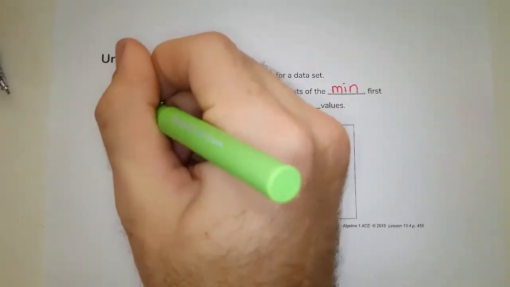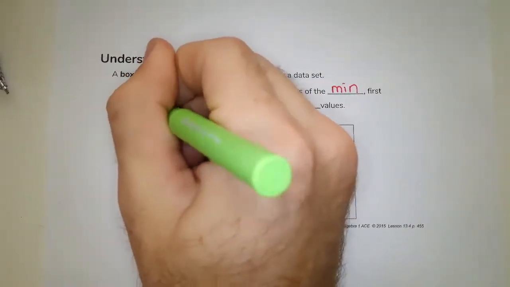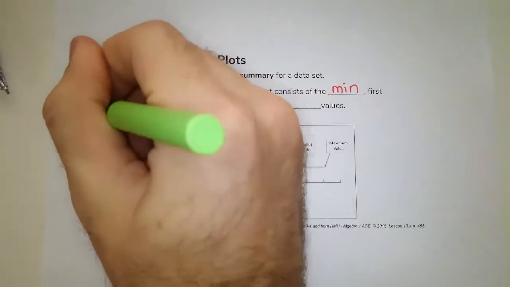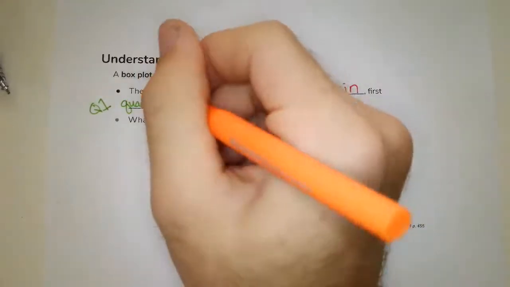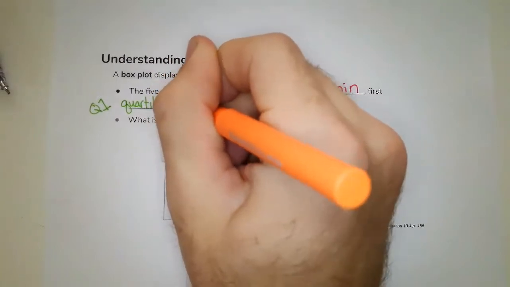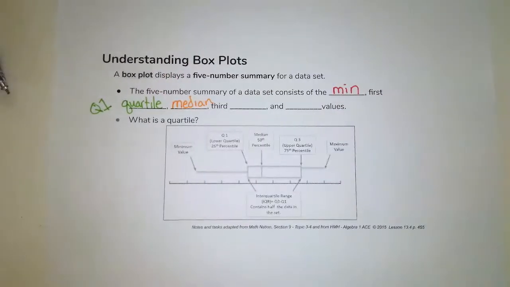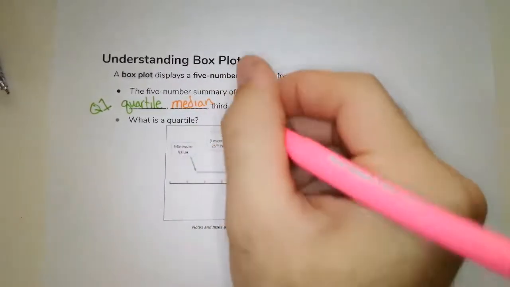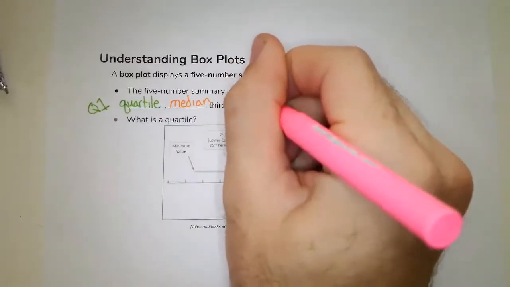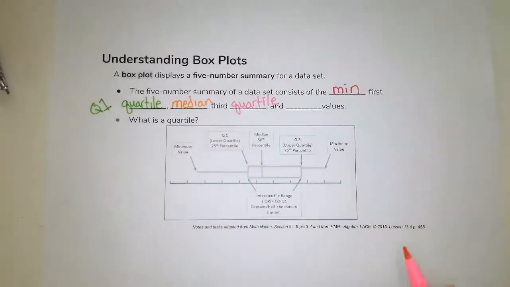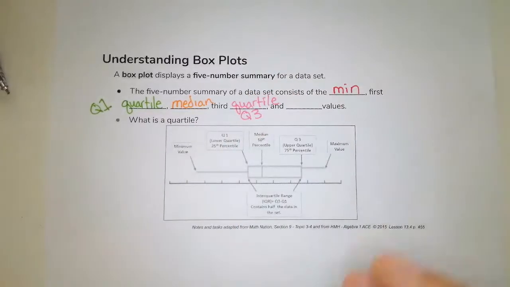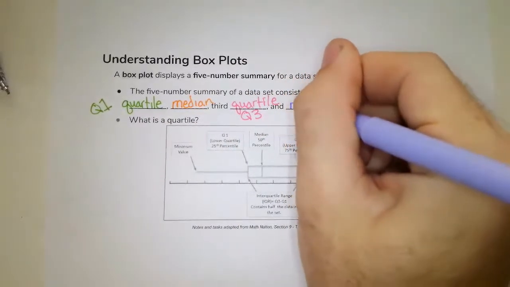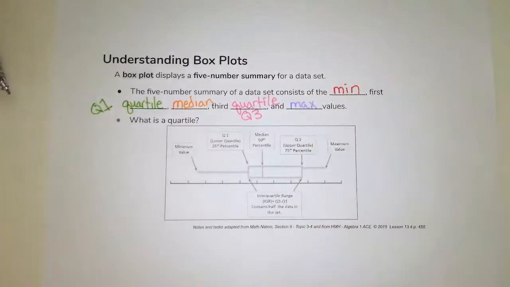The first quartile, you'll also see this as Q1. In the middle is the median. After that is the third quartile. You'll also see that referred to as Q3. And then finally, there is a max. Sorry, the video is a little shaky.